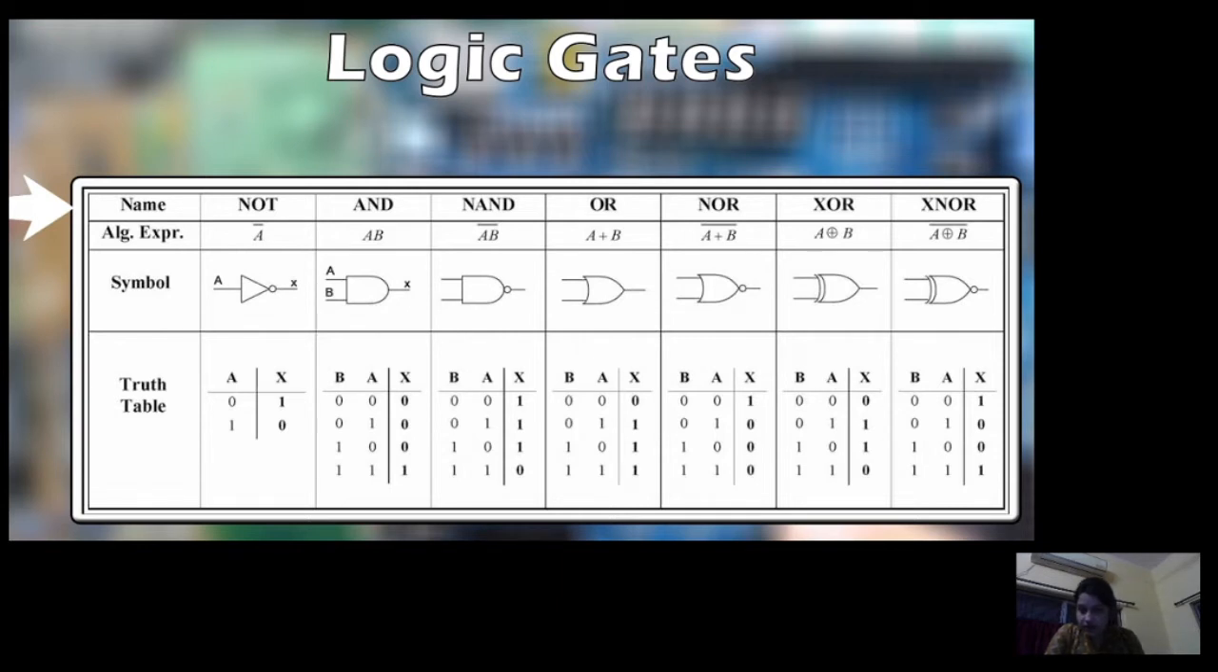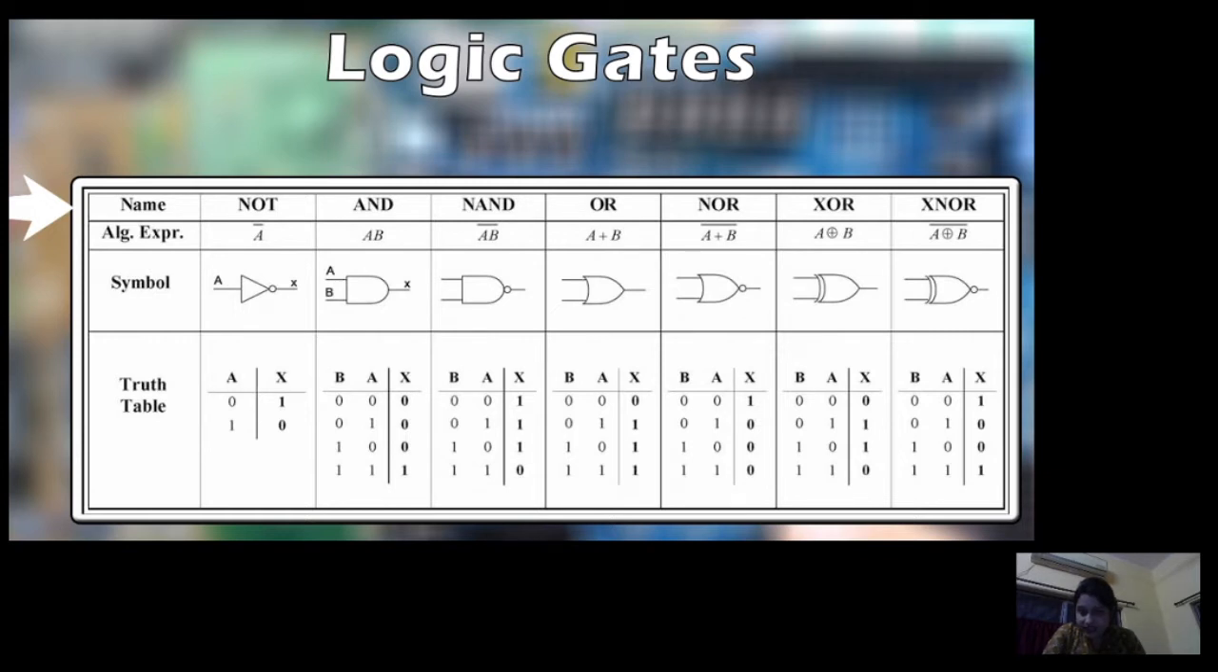Now if you look at the algebraic expression, then you can understand that NOT means if A is the input, then NOT is just the reverse of that. The symbol is like this. If X is the output, then X will be equal to A inverse. That means if the input is 0, the output will be 1. If the input is 1, the output will be 0.